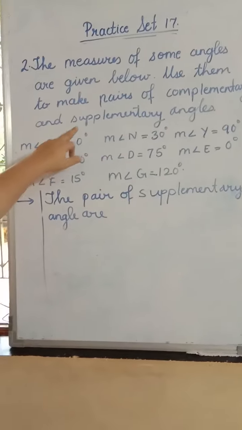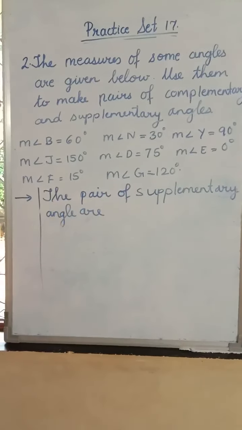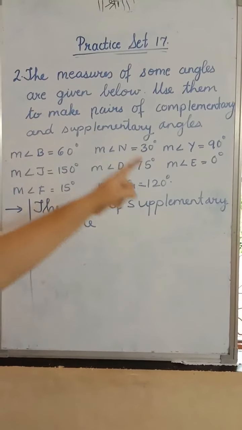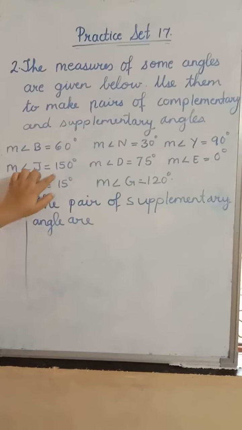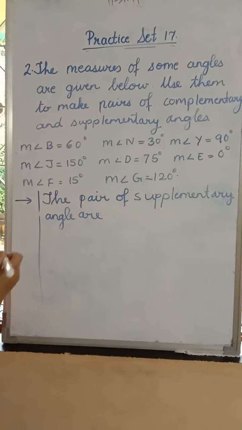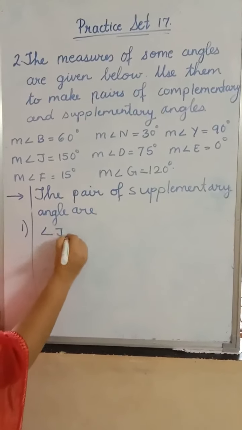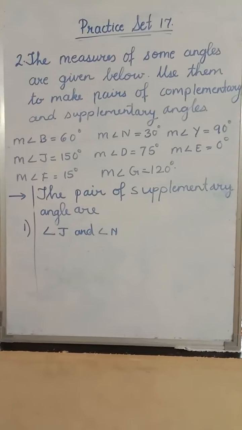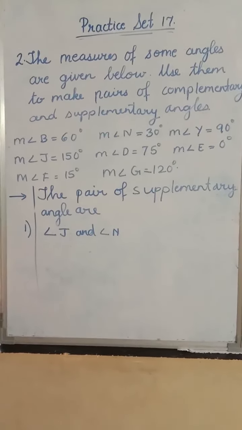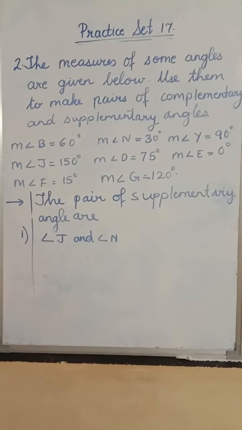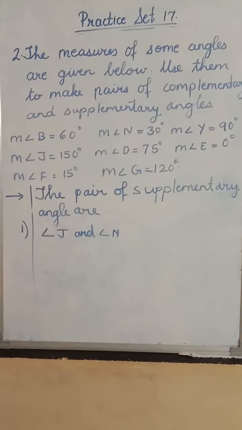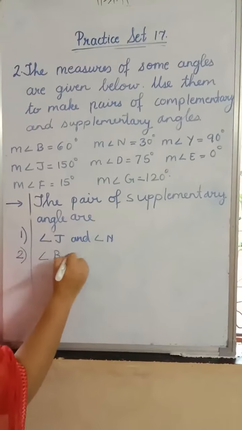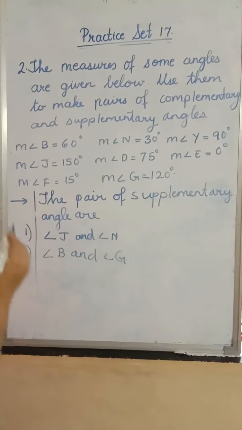So now we will see next, that is supplementary angles. Supplementary angles' measurement is 180 degrees. So which numbers will give us 180? Yes, 150 and 30. So what are those angles? Angle J and angle N. Yes. Any other measurement are we getting? Yes, that is angle B and angle G. That is 60 plus 120 is 180. Angle B and angle G. So write down the answer.